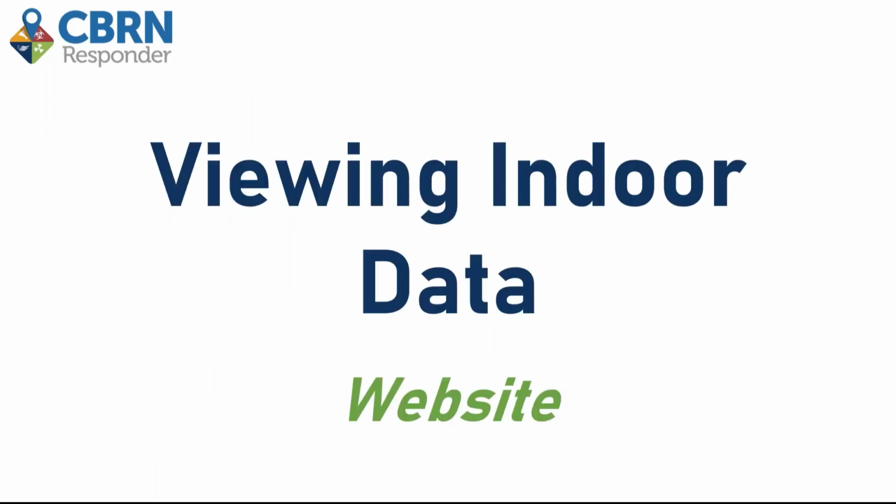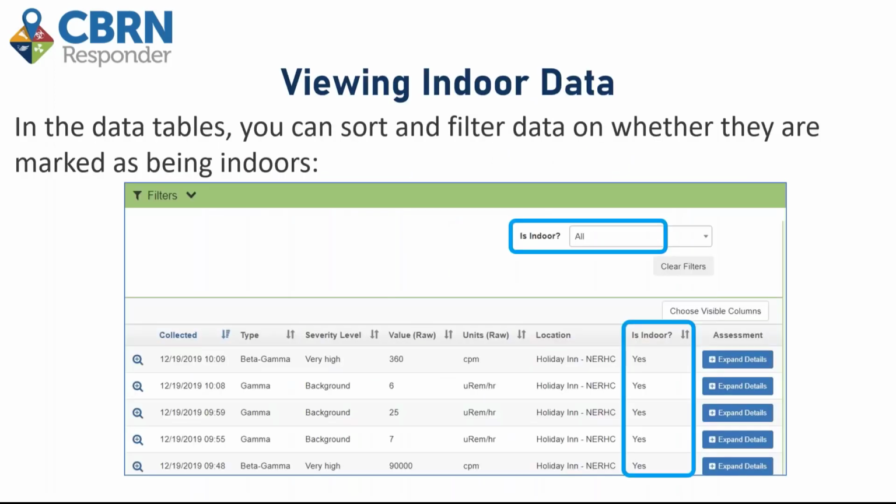So our data points have been saved, whether that be via the website or mobile application, and now it's time to actually view that data. We'll start by viewing indoor data from the website. You can do so from both the data tables and from the event map. If you wanted to look at the data tables to see which, if any, readings have been taken indoors, you can use the data tables and set the filter of is indoor to yes, no, or all. In this instance, I'm sorting to see all data points that were taken indoors.